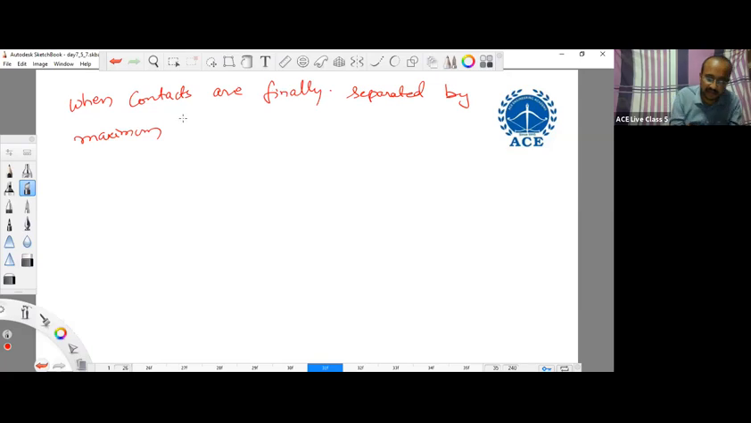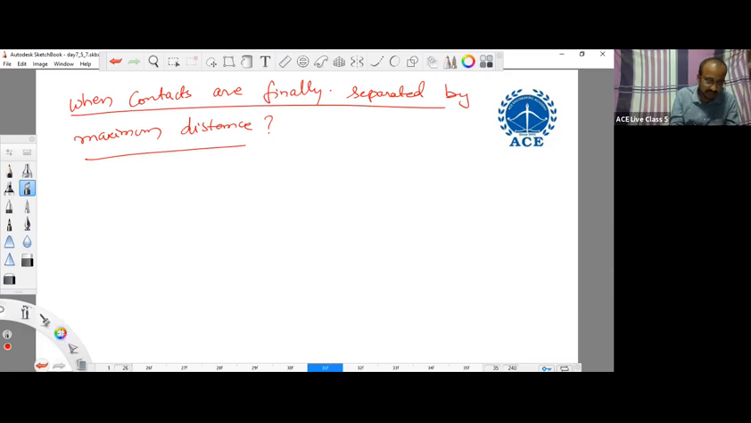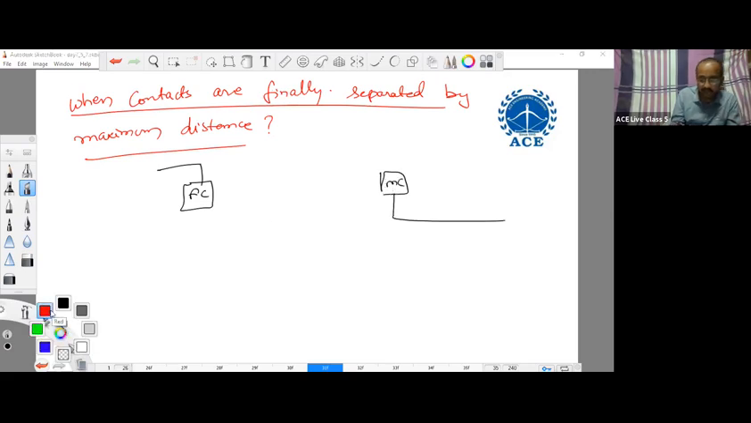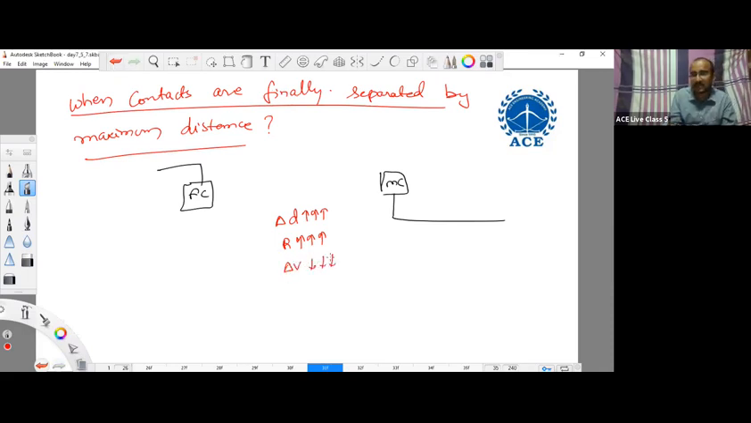What happens when the contacts are finally separated by maximum distance? This is a fixed contact and this is the moving contact. When the contacts are finally separated by the maximum distance, the spacing between the contacts is more. The resistance will be more, the voltage drop will be less.